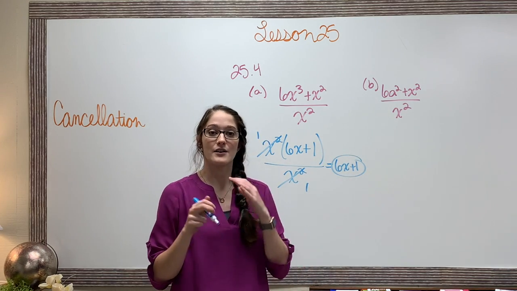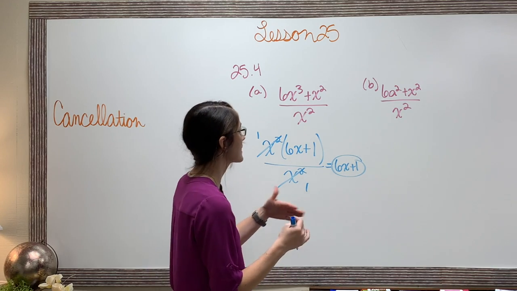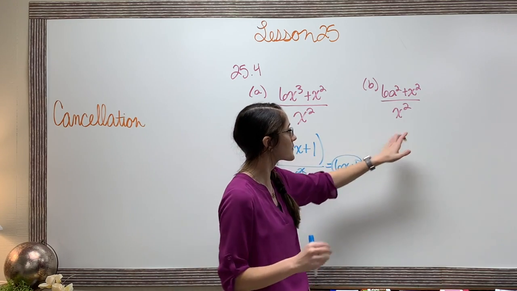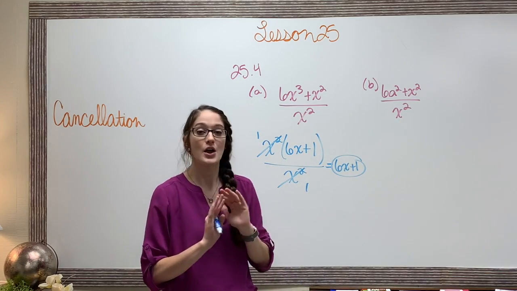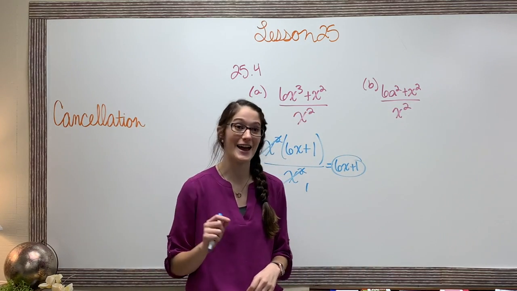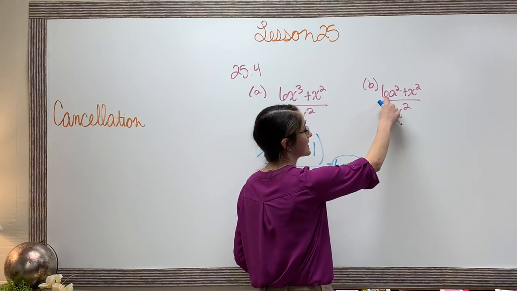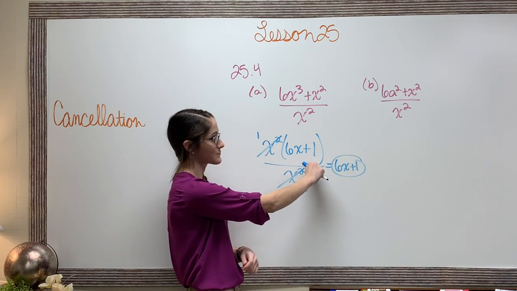It says simplify, factor, cancel if you can. But you know, most people would look at these two x squareds and think, awesome, they both have an x squared, I can cancel them. No, you cannot, because this x squared is not a factor, it's an add-in. It is being added to this, not multiplied. This one was being multiplied to 6x plus 1.